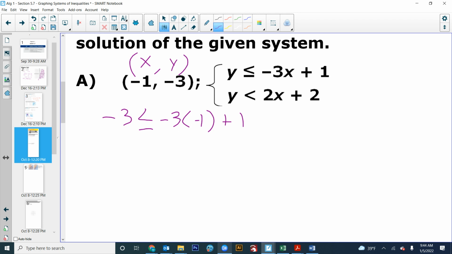I subbed in -3. No, I know, but how are you gonna get y again? We're seeing if it's a true statement. It's not going to be an equation. We're just seeing if it's a true statement.